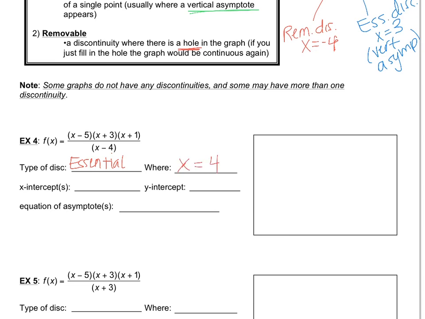So that means we've got a vertical asymptote at x equals 4, and this is asking for an equation of any asymptotes that we have. So I'm just going to go ahead and fill that in, because that's also x equals 4. So even though I'm not going to sketch the actual graph yet, I can at least anticipate this asymptote right here. Okay, so now we want to plot points for intercepts.